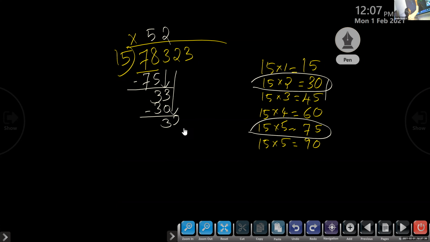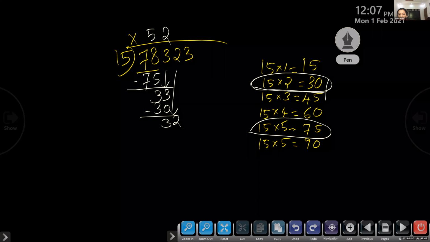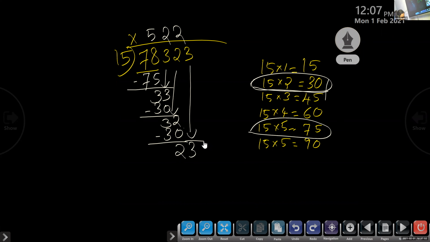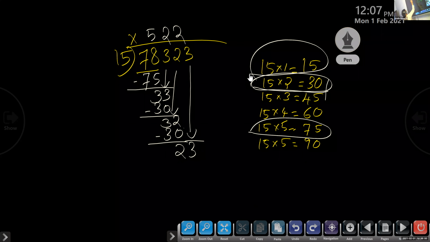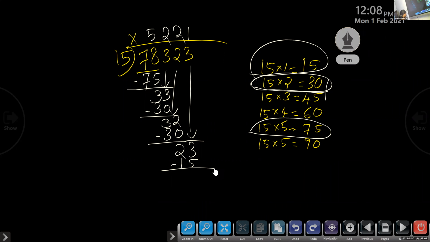Again the same. 15 times 2 is 30. So again when you subtract, 2. Bring down 3. So which one can we take from here? 15 times 1, so it is 15. When you subtract, what will you get? 23 minus 15, that is 8.